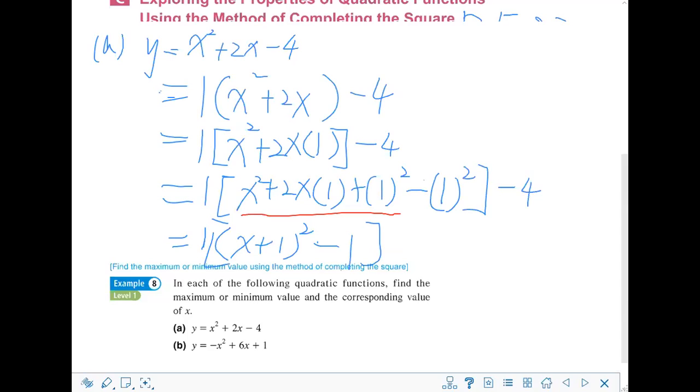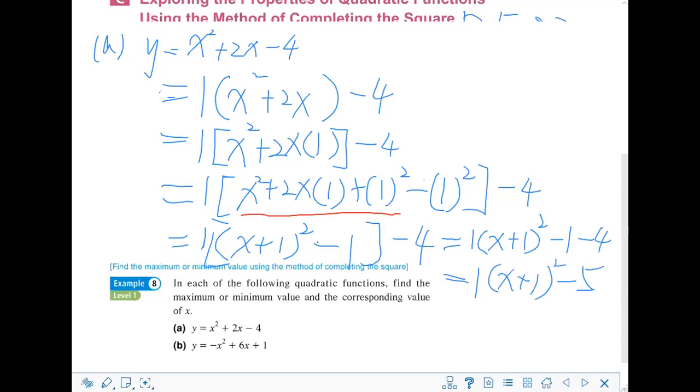Minus 1, and then minus 4. Okay, and then we will multiply the a to be inside the square bracket. So it will be 1 times x plus 1 bracket square minus 1 minus 4. Okay, and then it is actually 1 times x plus 1 bracket square minus 5. And that is the end of the transformation.